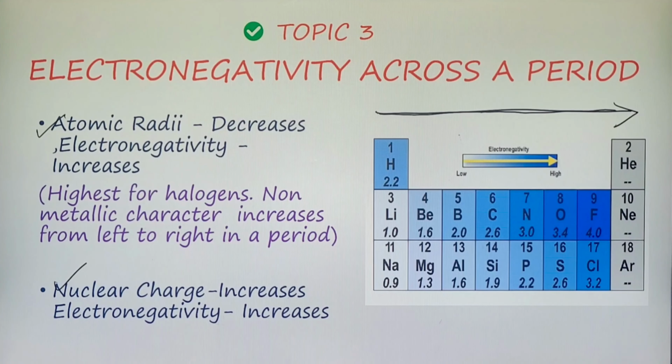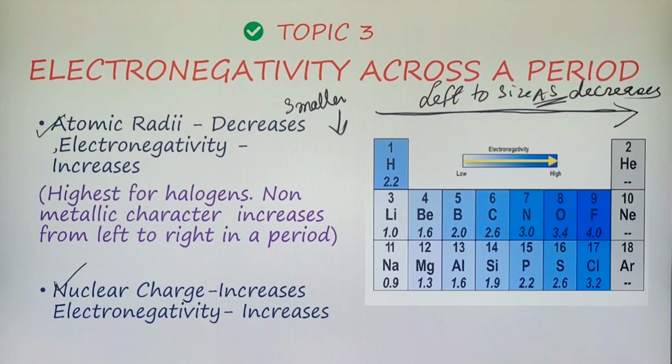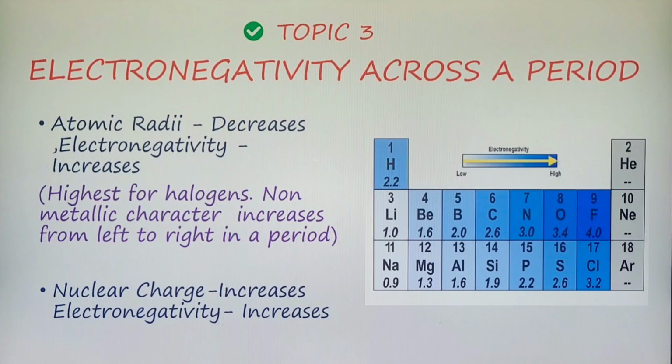Now we know from left to right, the atomic size decreases. Yes or no, children? We know this trend that atomic size from left to right is going to decrease. The smaller the atom, the more will be the ability to attract or pull the electron. So what happens to the electronegativity? The electronegativity will increase.